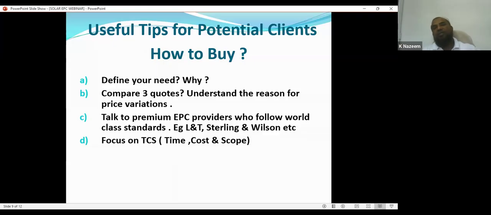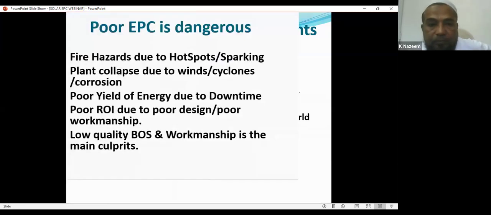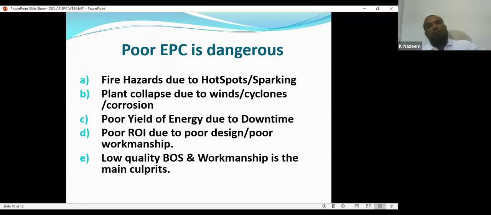So I wanted to give you an example where, especially in large projects, you should not cut corners. You should not always go with the cheapest option. Poor EPC is very, very dangerous.